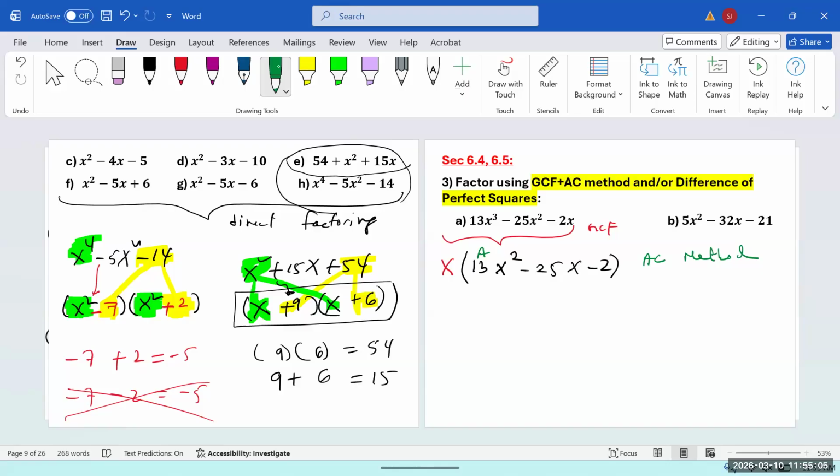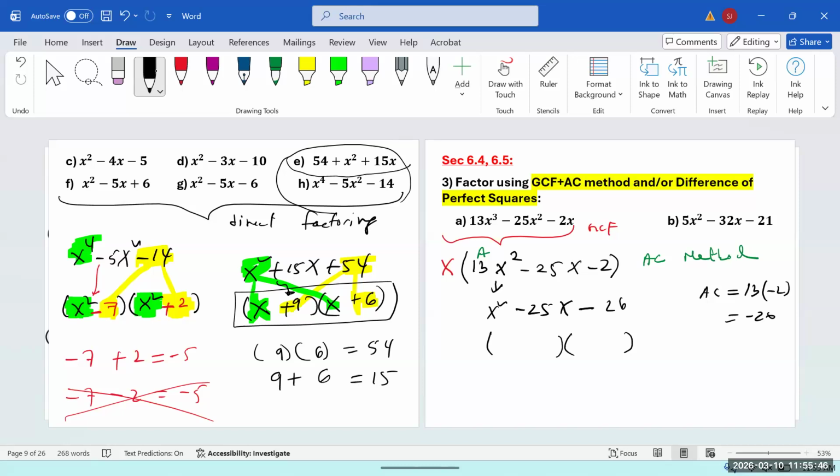And we have the weird AC method. So do you remember the weird AC method? What do we do? Multiply A with the C and rewrite that. So we don't write A, instead we write x squared minus 25x. And then what is your A times C? 13 times negative 2 gives you? Negative 26. So forget A and replace C with AC. And now you have three terms without any number in front of x squared. So you can factor directly.